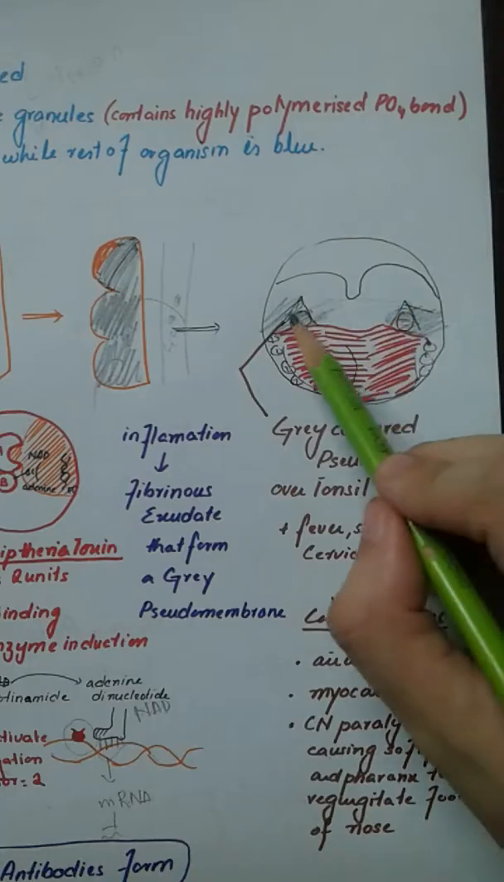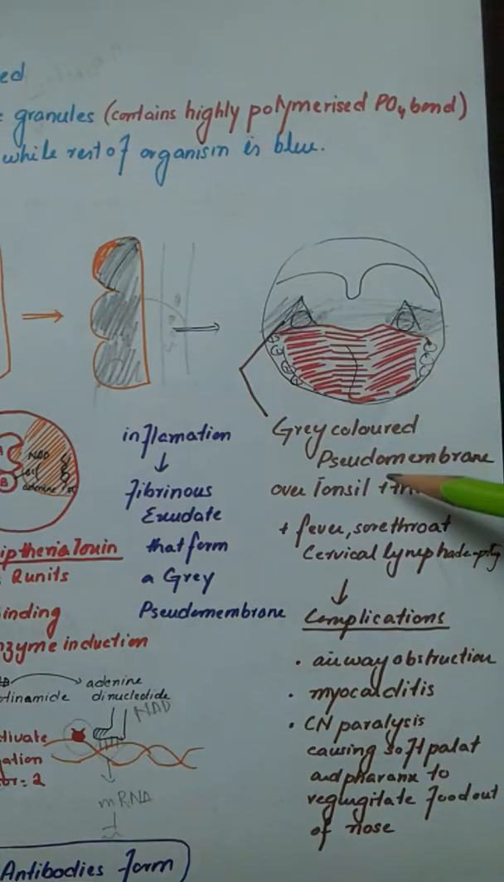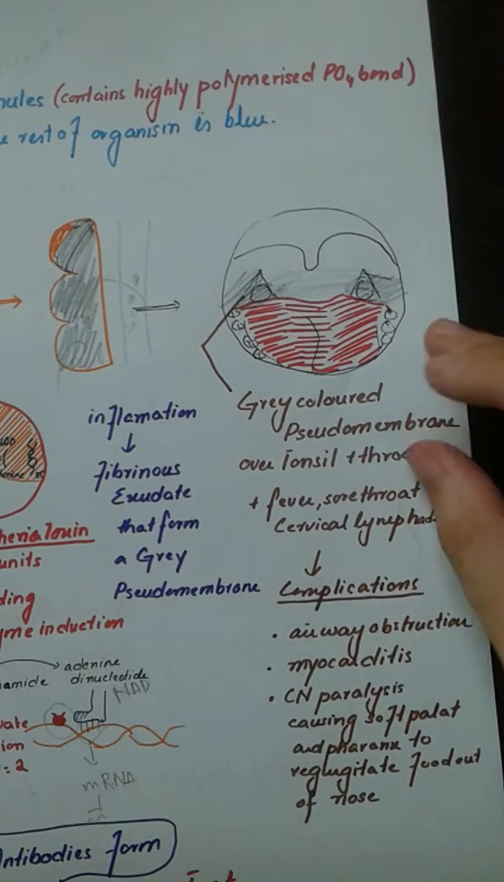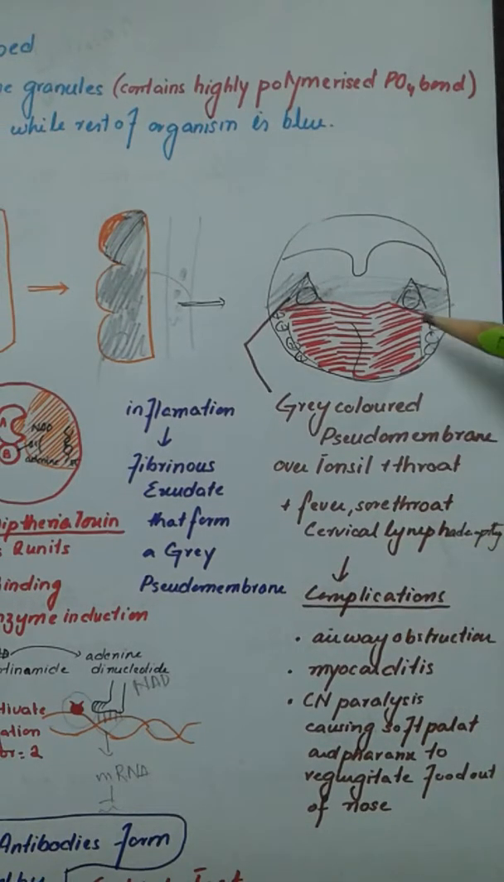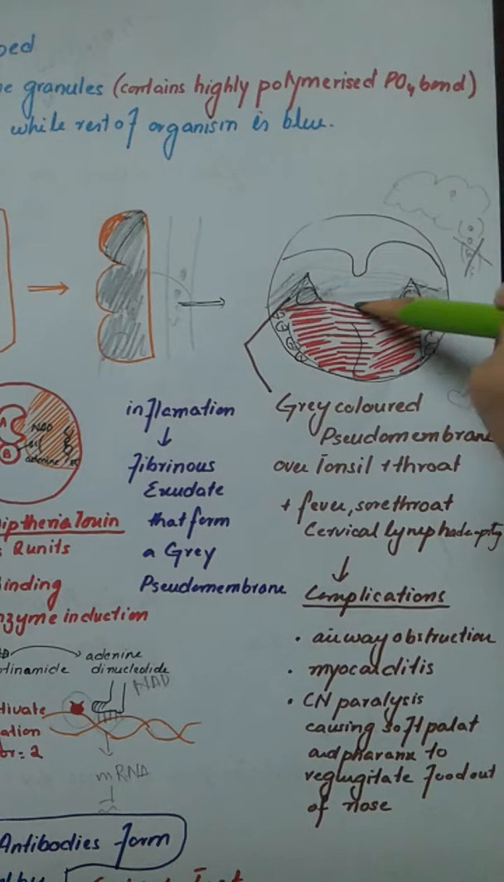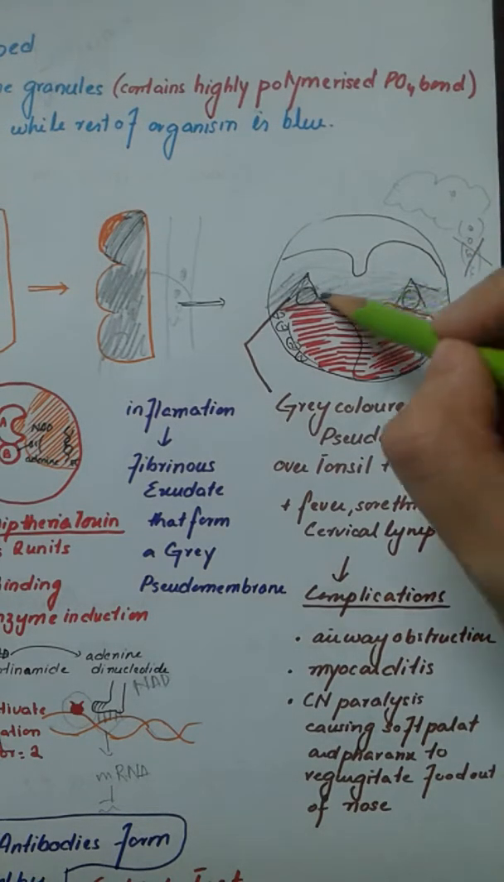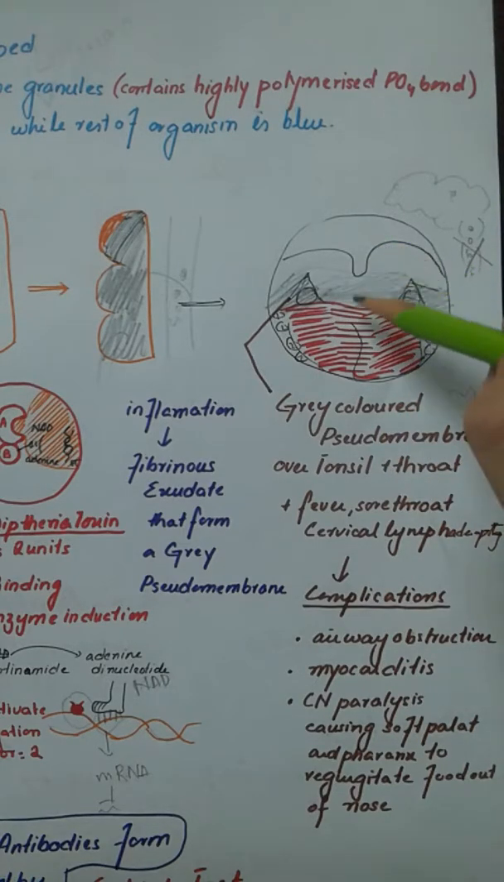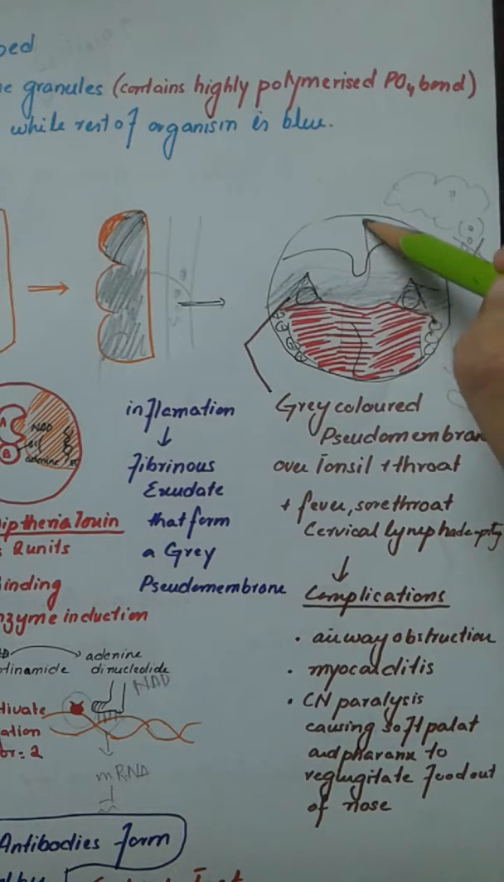So what are the symptoms? If it actually covers the throat, it can result in serious complications such as airway obstruction. It can even go to the heart and cause myocarditis. In the CNS, it causes paralysis of the cranial nerves. And if the larynx is affected and a laryngeal pseudomembrane forms, all of the food going from the oropharynx would come out through the nose.